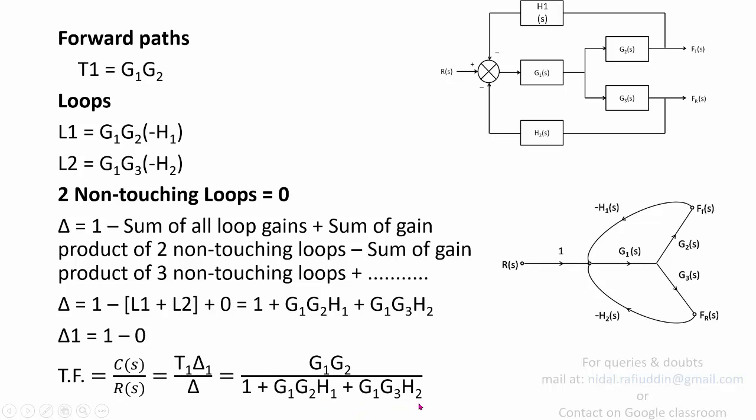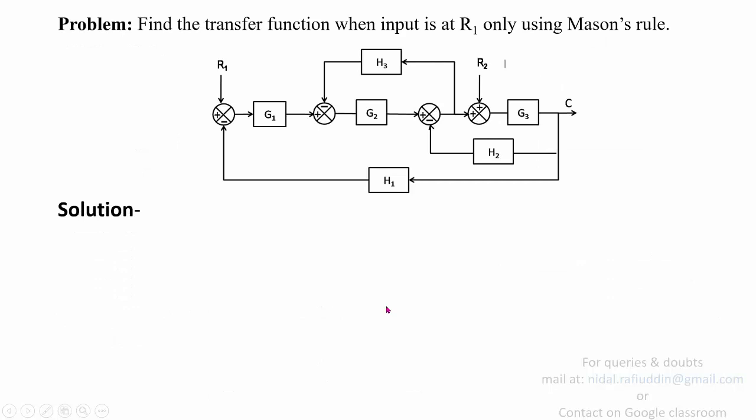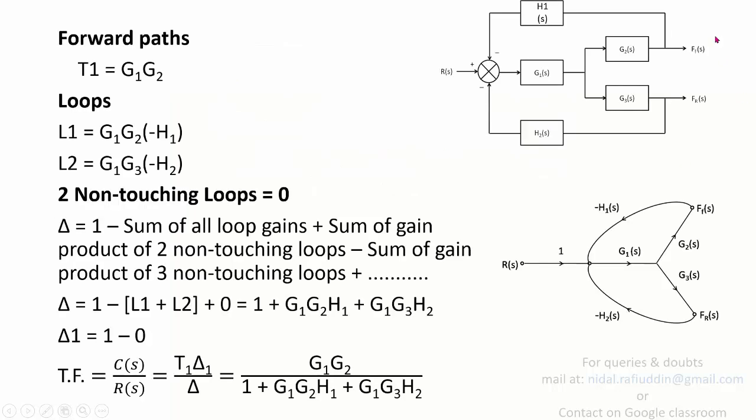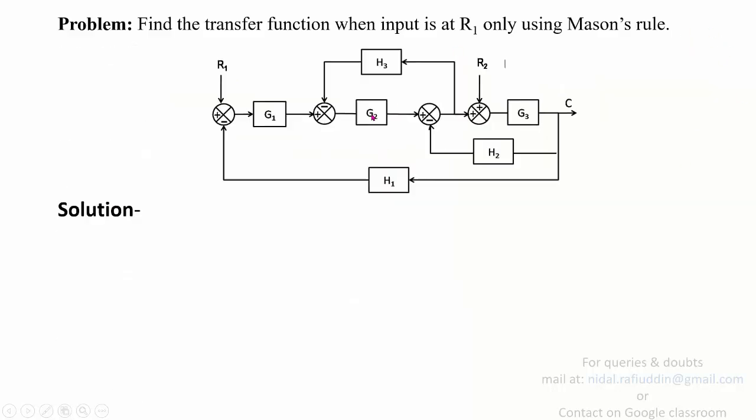Again, another problem. This problem has different notions. For example, in this particular case you have two inputs. So in the previous problem we had two outputs while there was one input provided, while in this particular case we have one output and two inputs. So R1 and R2 are inputs, and it is required to find the transfer function when only R1 is applied as input and C is taken as output.